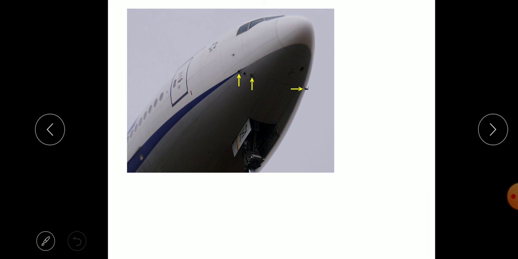In this diagram, the arrow shows the location of the pitot static tube used to measure the flow rate of the air. The air enters the pitot static tube, and according to V equals the square root of 2gh, we can determine its velocity.